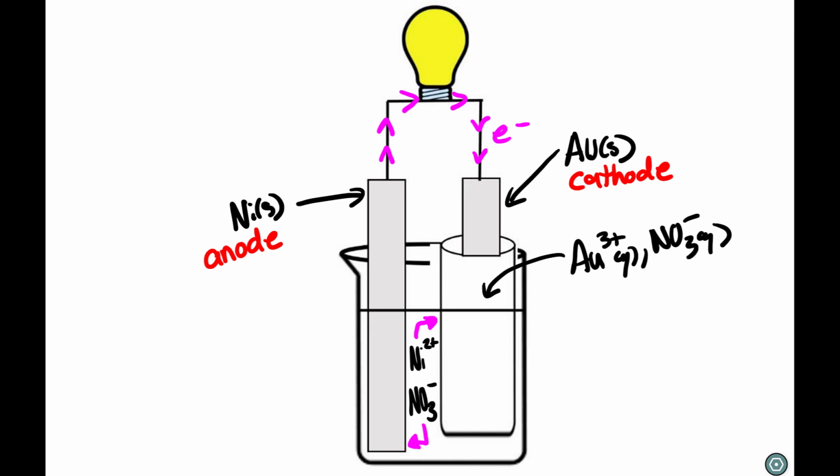The next thing I'd like you to do is write the appropriate half reaction beside each half cell. So I'd like you to write the nickel half reaction over here, and the gold half reaction over here. Make sure that the electrons are balanced for the two half reactions and show the evidence that would happen at each electrode. Pause now.